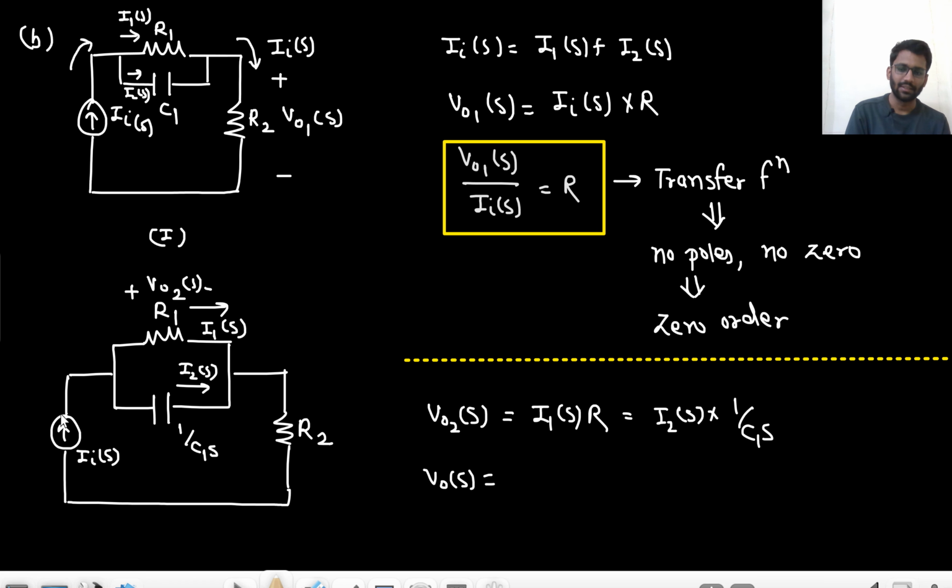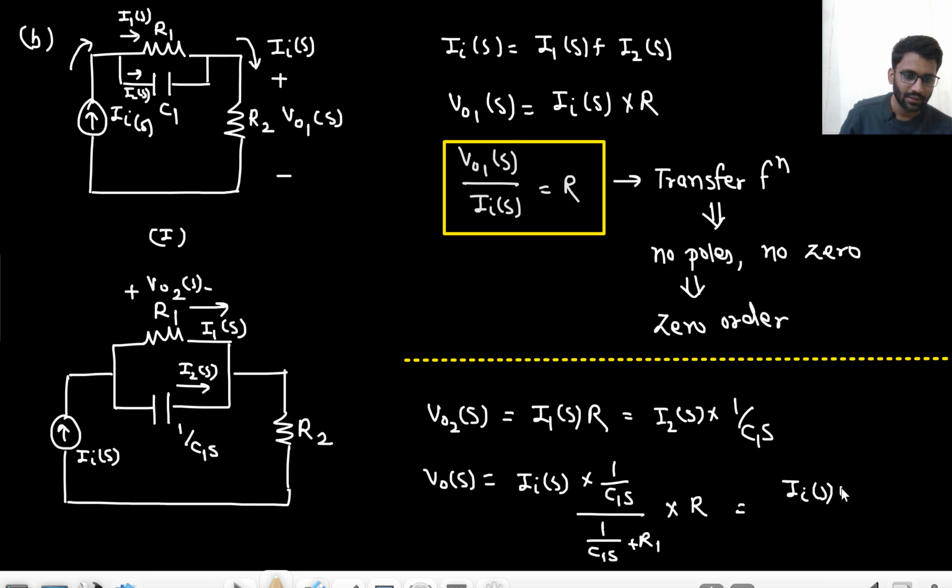So what will be the value of I1S? This INS will be divided between R1 and 1 upon C1S. So I1S would be divided in the inverse proportion. So it would be 1 upon C1S upon 1 upon C1S plus R1, into resistance R. So basically it would be INS into R1 upon R1 C1S plus 1. So what would be V0S by INS?